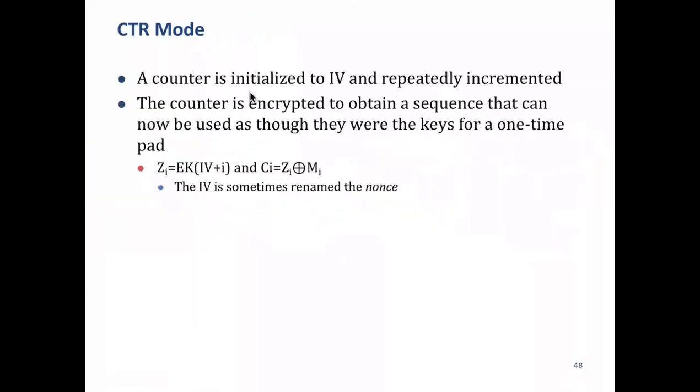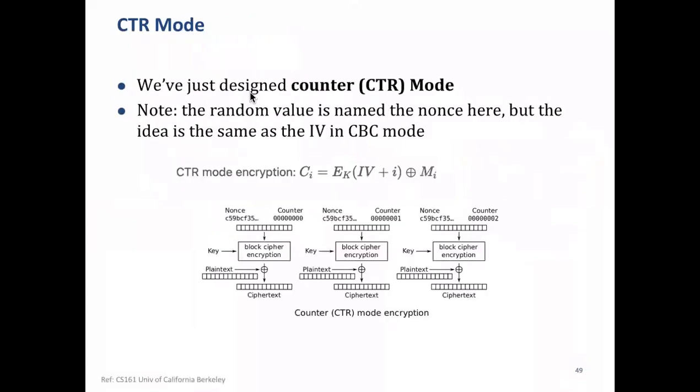Okay, this we have already seen. This is how we define encryption. So CI, the output, now becomes EK of IV, where IV is the nonce, and I is a counter. So when you encrypt this, you get this output here.